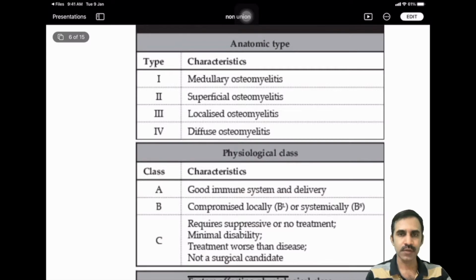A means good immune system and delivery. B means compromised locally or systemically. C means requires suppression or no treatment. The treatment result will be worse than the disease. We have to remember this.